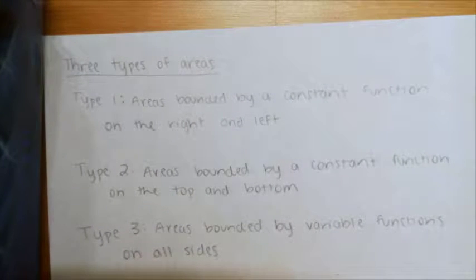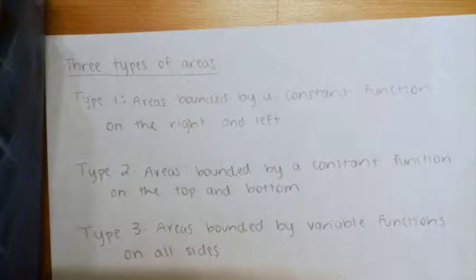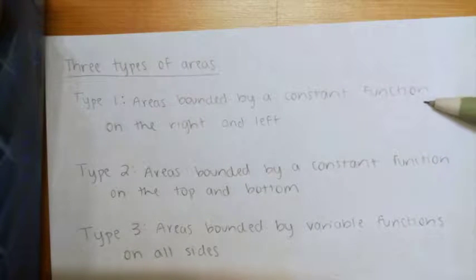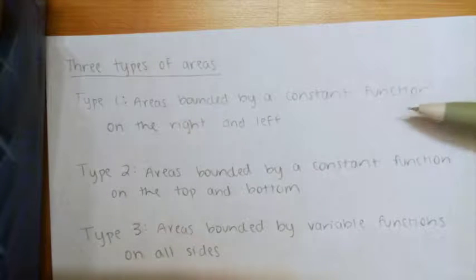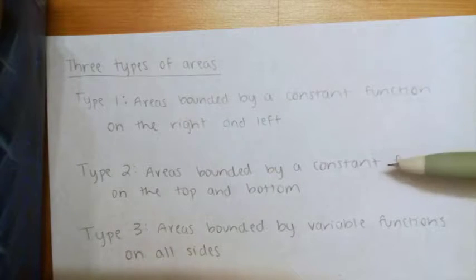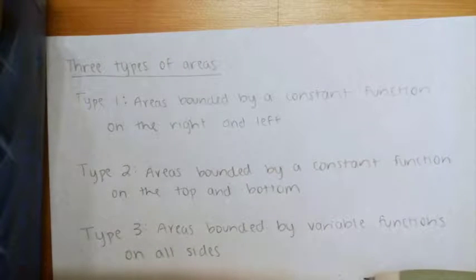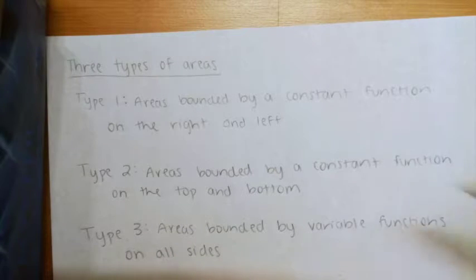When using double integrals to solve for area, it is important to know that there are 3 different kinds that you can solve for. Type 1 are areas bounded by a constant function on the right and the left. Type 2 are areas bounded by a constant function on the top and the bottom. And type 3 are areas bounded by variable functions on all sides.